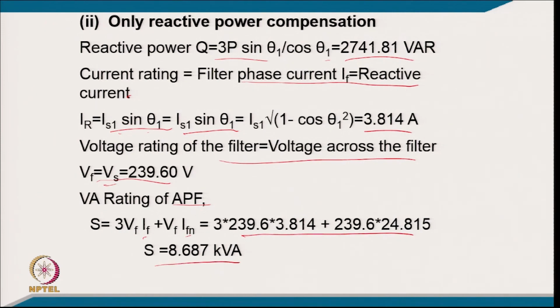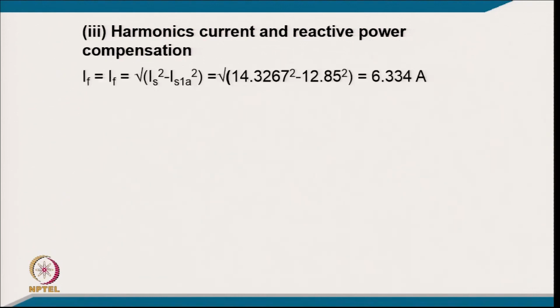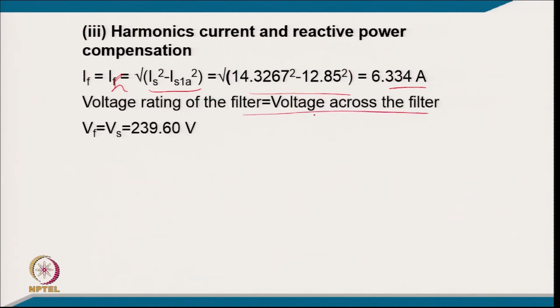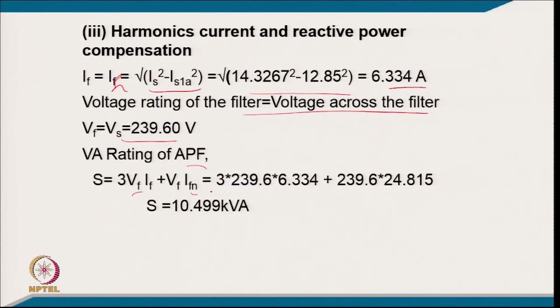putting the value, it comes S equal to 8.668 kVA. Now, coming to the shunt active power filter rating for harmonic current and reactive power compensation, IF equal to IH, and that will be square root of IS square minus IS1 square. Putting the value, it comes 6.334 ampere, and the voltage rating of the filter is the same, equal to Vs, 39.6 volt, and the VA rating will be 3 Vf IF plus Vf IFN. Putting the value, it comes like 10.499 kVA.